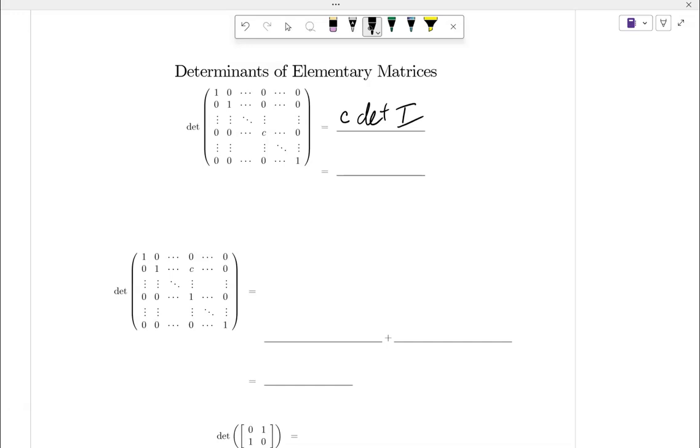Agree? Okay. And what did we just say? We all agreed that the determinant of the identity matrix is 1. So I would have C times 1. So I'll just write a C, because I don't have an extra blank there. Again, the determinant of the identity matrix is 1, so we get C when we're done. So the determinant of that elementary matrix has to be C.